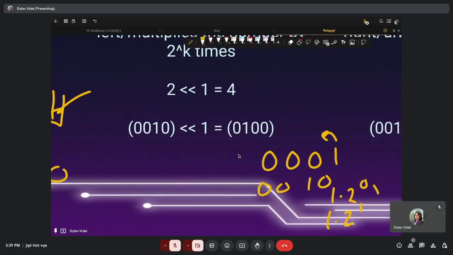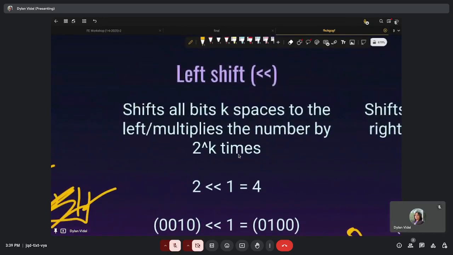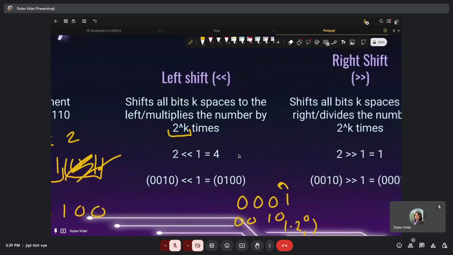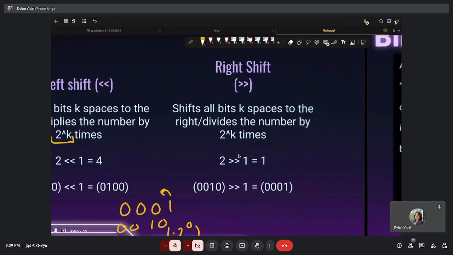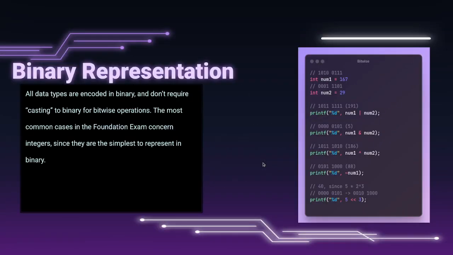This is a difference of 1. And so it's by a constant factor of 2 to the power of k, right? And so that's a really unique property. And then the left shift makes it bigger because we know going to the left increases our magnitude, right? Right shifting does the exact same thing but opposite and divides the number by 2 to the k. Not 2 to the k times, just by 2 to the k. Apologies for that typo there.